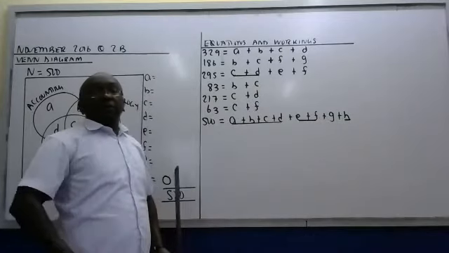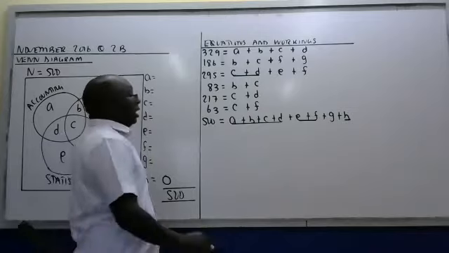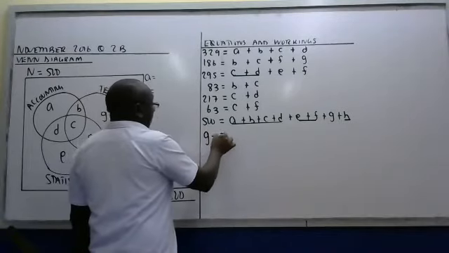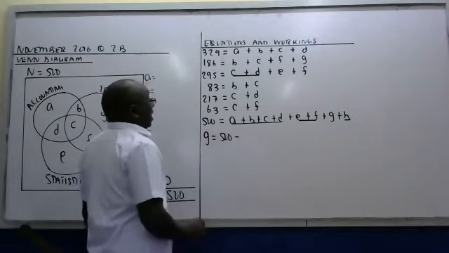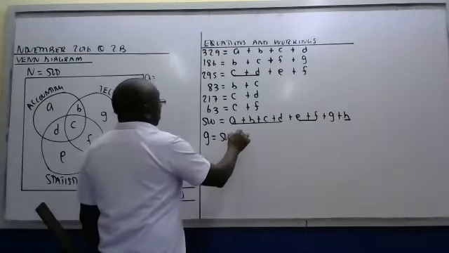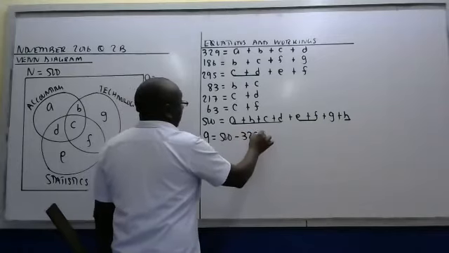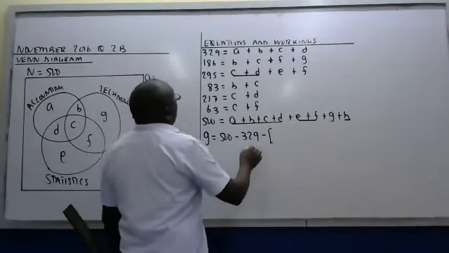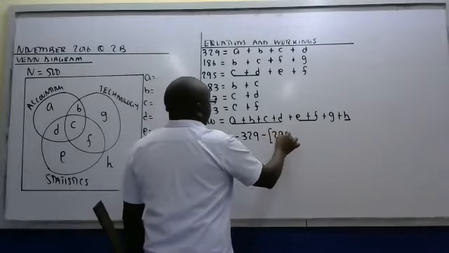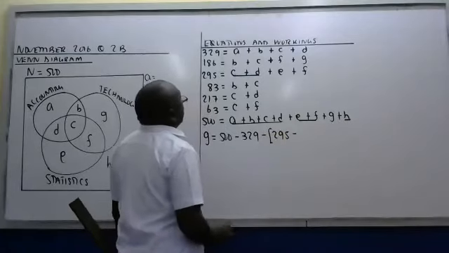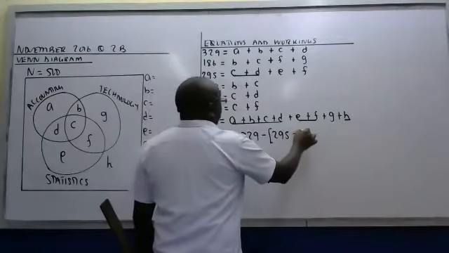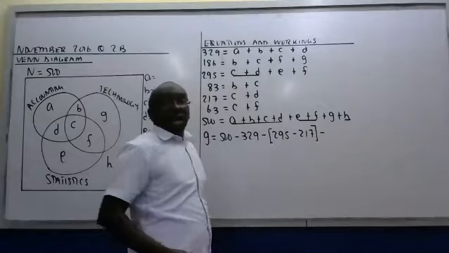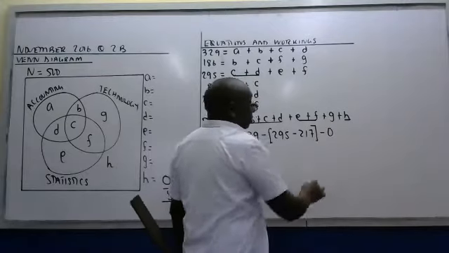So we are only left to look for G, which we will say G should be 500 minus ABCD, which is 329, minus EF. EF is 295 minus CD. CD is 217 minus H, which is 0.